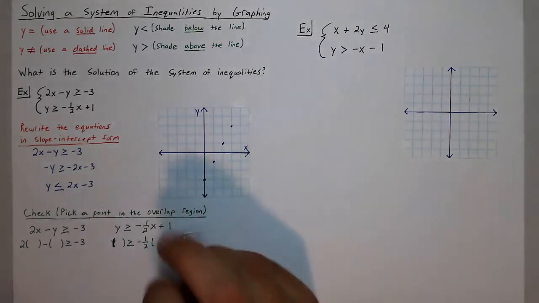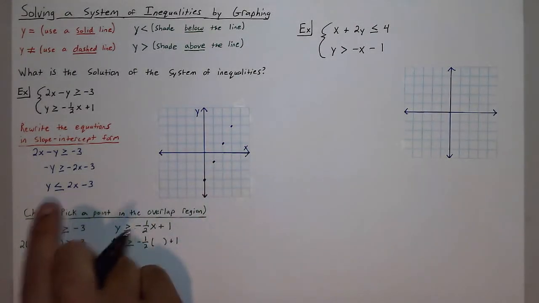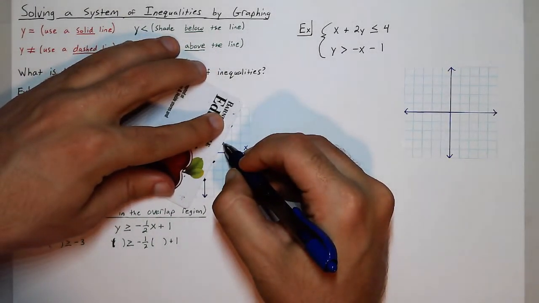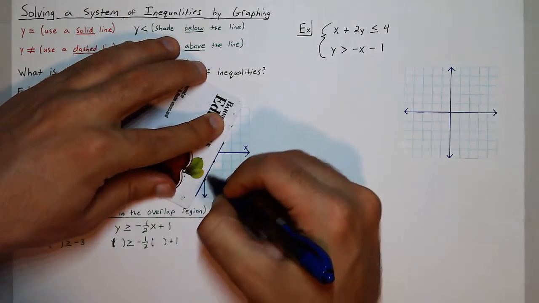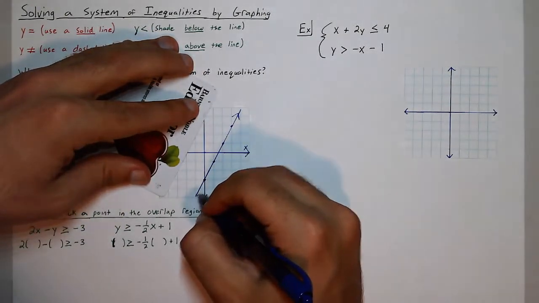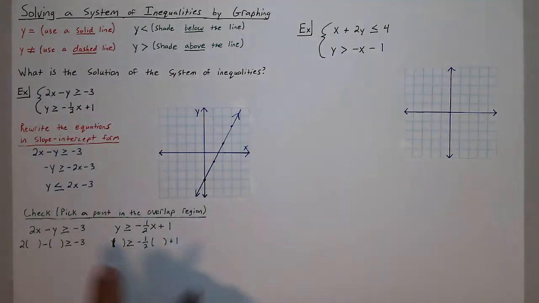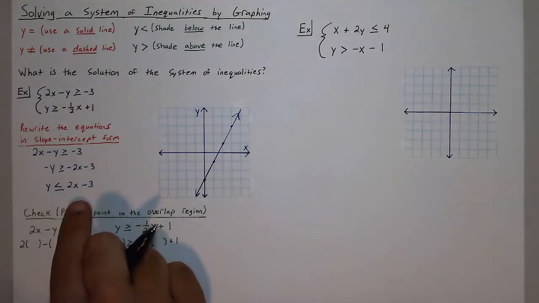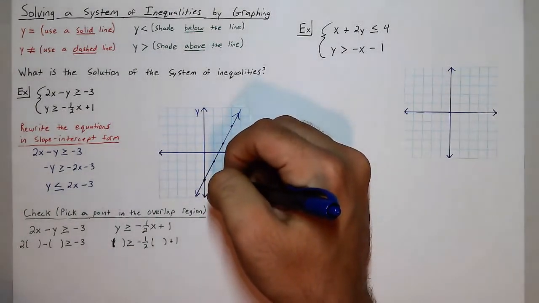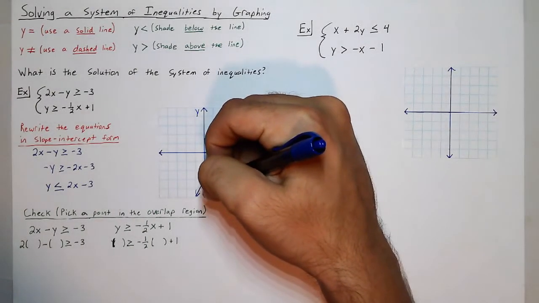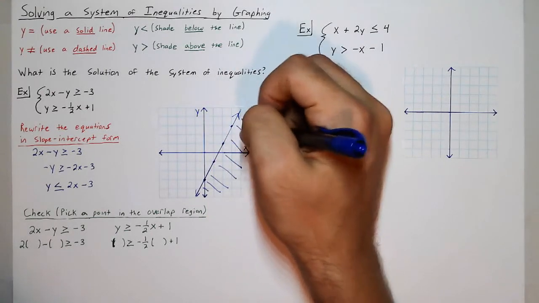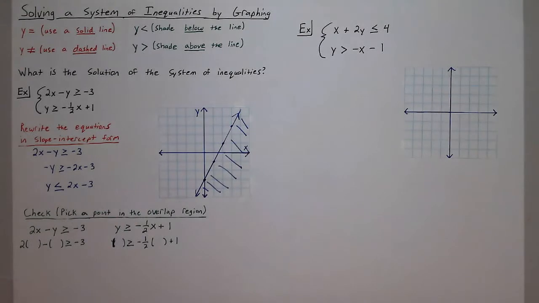And when I go to graph my line, since I have an equal to statement, I will use a solid line to go through all of the points. Now this is less than or equal to 2x minus 3, so I am going to be shading below the line. So all of that area below the line.